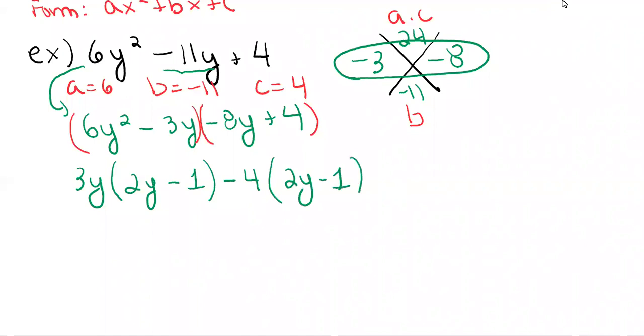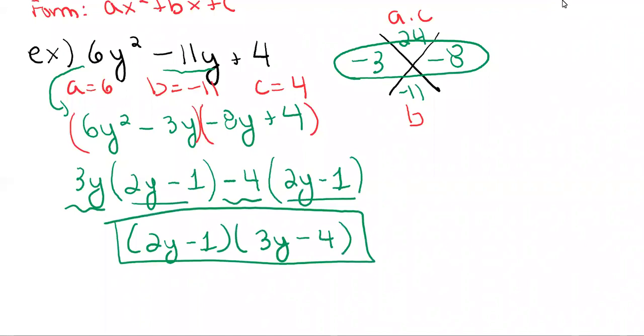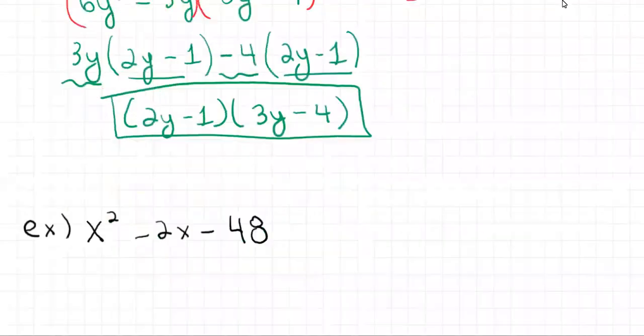Okay, so these two parenthesis terms, which I like to refer to as the blobs, match. And the two numbers out in front of the blobs, those two numbers are going to go in the second parenthesis, including the sign. And that is the factored form, which we could check by multiplying. So let's try another example.